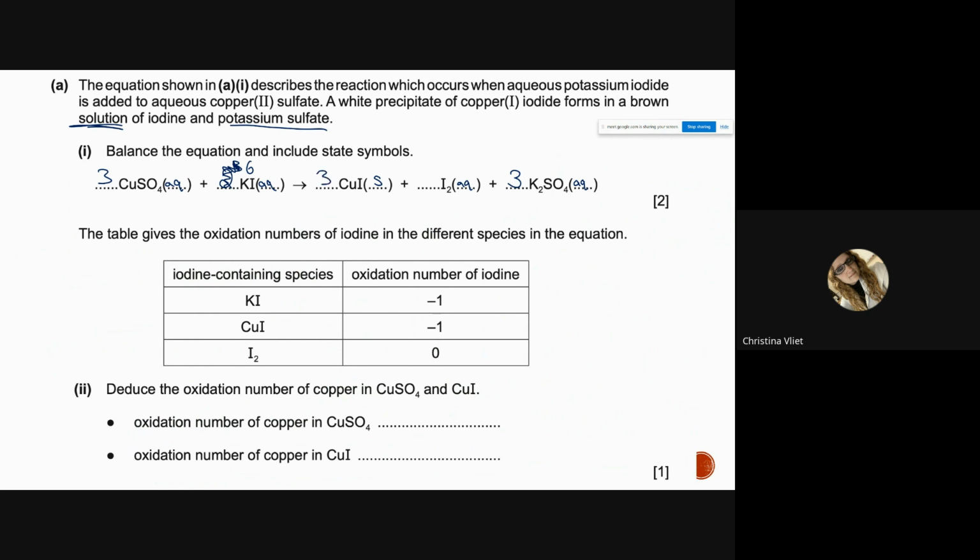What else are we missing? We need one more iodine. So what will we do for that? Because right now there's 5, right? Yeah. We need how many? 6. So I would do 1.5. Does that make sense?